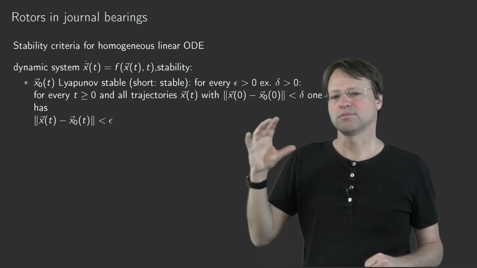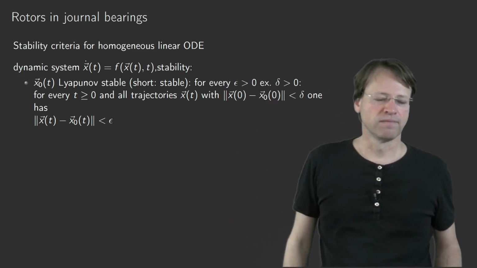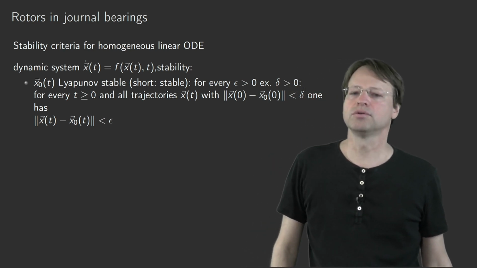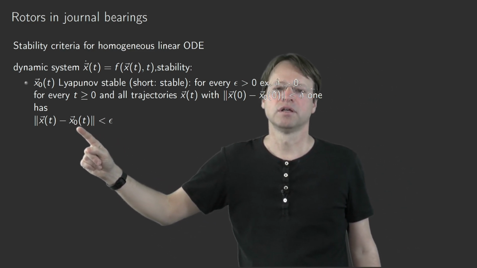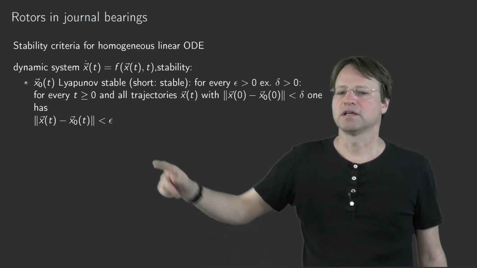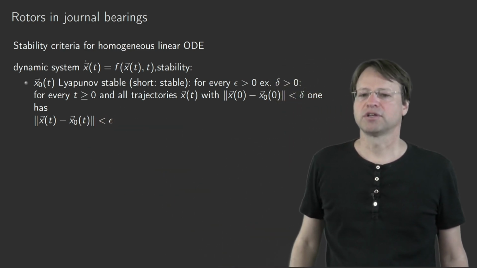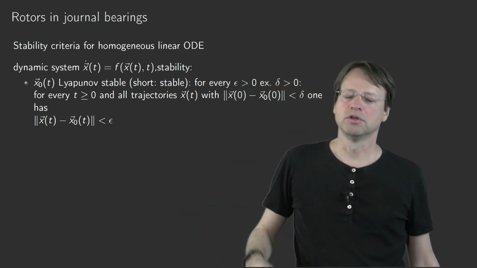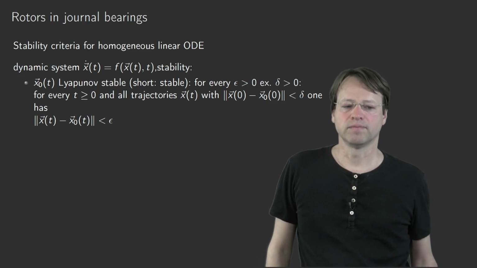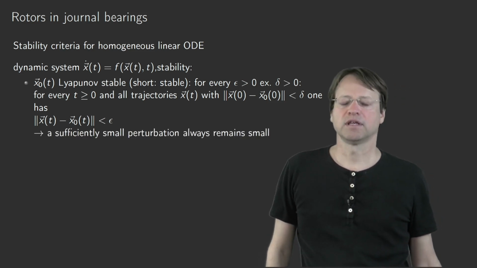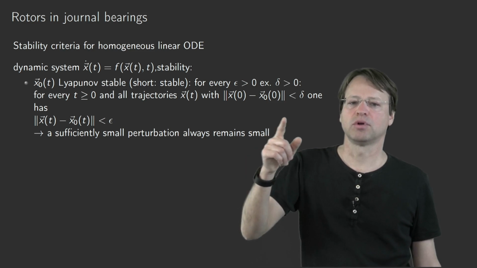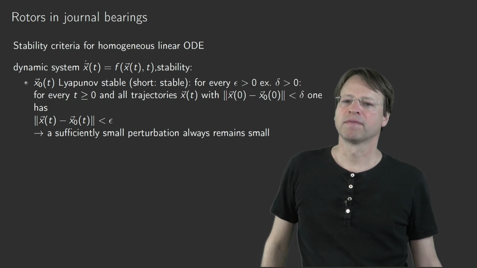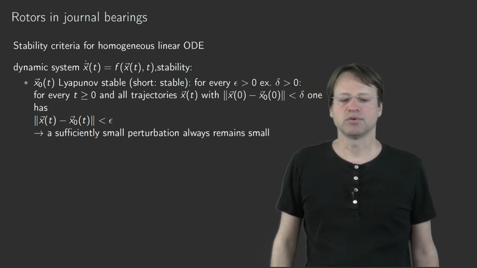So by giving that epsilon and finding the correct delta, you would be able to control the solution and therefore it is stable. Control the solution in the sense that the perturbation, so the deviation from the reference trajectory, is epsilon small when measured by an appropriate norm, for example the Euclidean norm. So in short, a sufficiently small perturbation, small with respect to this delta here, always remains small. This is the basic idea of the stability of Lyapunov.